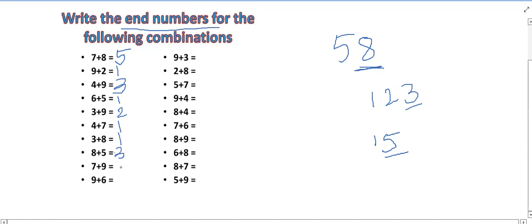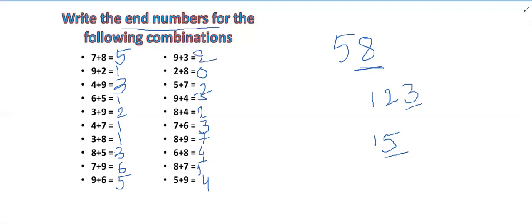7 plus 9. 6. 9 plus 6. 5. 5 plus 9. 4. 8 plus 7. 5. 6 plus 8. 4. 8 plus 9. 7. 7 plus 6. 3. 8 plus 4. 2. 9 plus 4. 3. 5 plus 7. 2. 2 plus 8. 0, because 10's end digit is 0. 9 plus 3. 2, because it is 12 and the end number is 2.